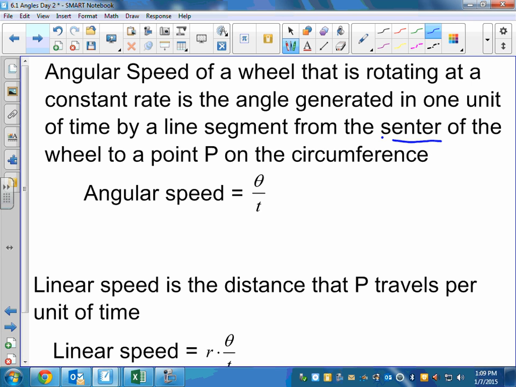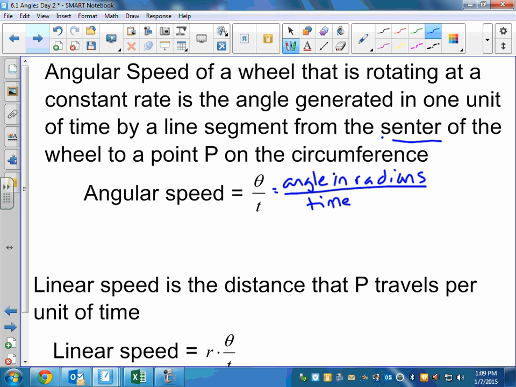But basically, you just need to know that angular speed means you take the angle in radians, usually, over whatever the unit of time is. And the really great thing about angular speed is it always says, give your answer in radians per minute or radians per second. And then you know what you're trying to do. So it becomes just a conversion, kind of like what you've done in chemistry a lot.